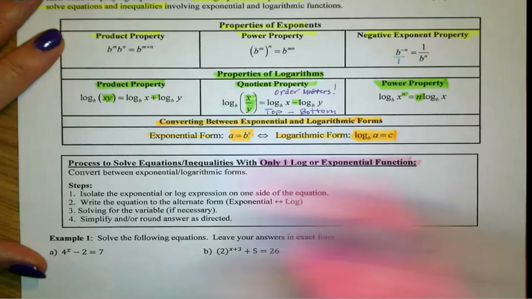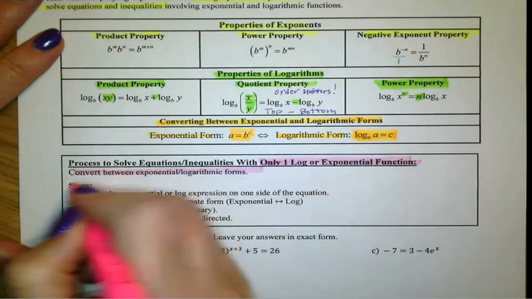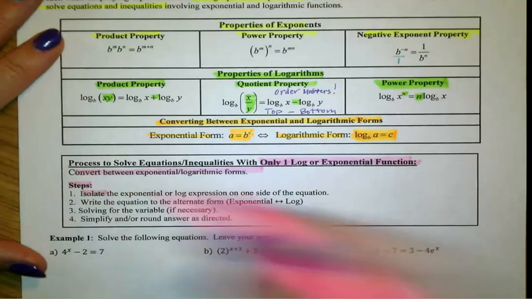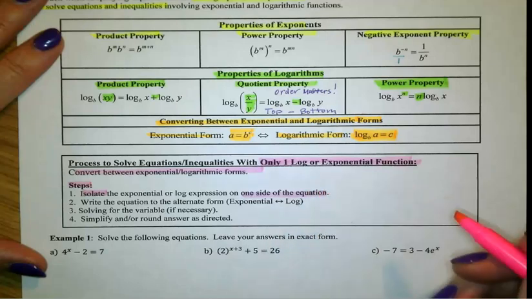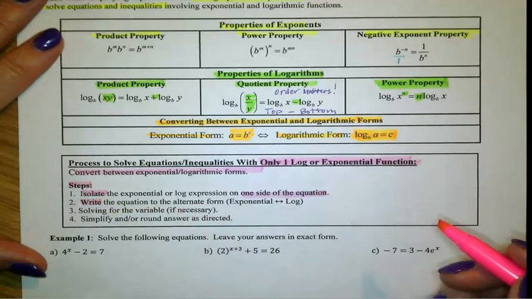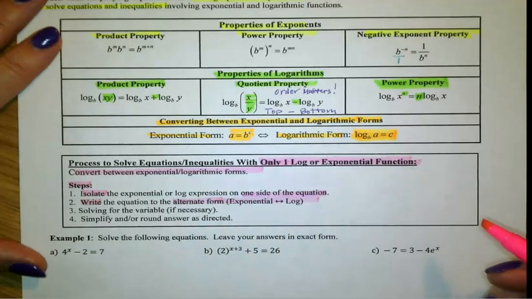When that's the case, to solve it, we're going to convert between exponential and logarithm forms. So here are our steps. We're going to isolate the exponent or log onto one side of the equation. We're going to write the equation in the alternate form. So if it's exponential, we're going to go to log. If it's log, we're going to go to exponential.